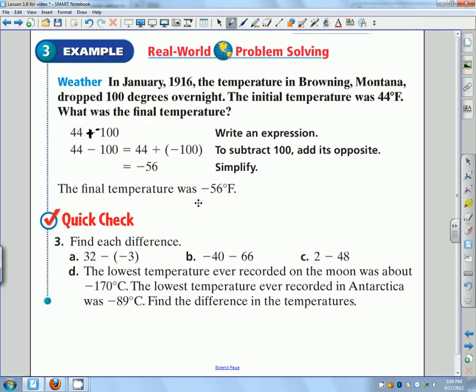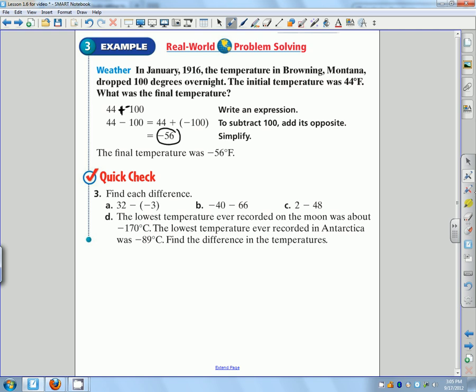And then our third example is real-world problem solving. In January 1916, the temperature in Browning, Montana dropped 100 degrees overnight. The initial temperature was 44 degrees. What was the final temperature? So as you can see here, I changed it to adding the opposite, so adding negative. So it's a positive and a negative, so it means I subtract, and I keep the sign of the larger number, so it's -56.